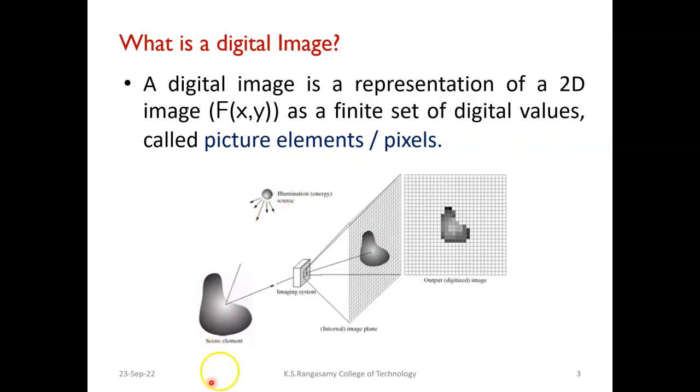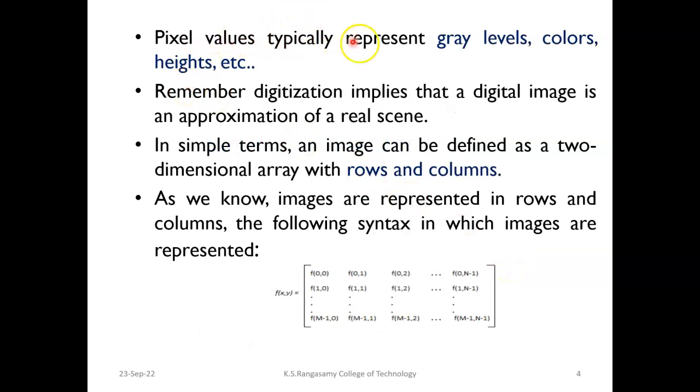Here, see the image. We have some energy source. It comes to the scene elements and goes to the imaging system. The imaging system views the image plane. After that, we see our output image, the displayed output image, which is the final image format. The pixel values typically represent gray levels, colors, and heights. Remember, the distinction implies that a digital image is an approximation of a real scene.